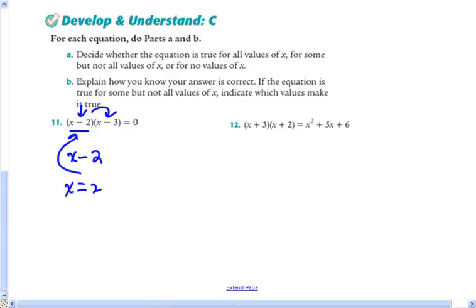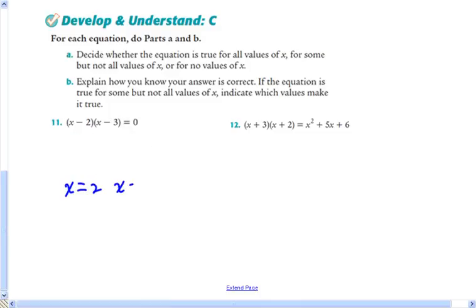So that's one answer. We could also think about the same thing over here. If x minus 3 equals 0, then the product of those two would equal 0. So is there a number there? The answer is yes. x could be 3. If x is 3, then x minus 3 equals 0, and when we multiply x minus 2 times that 0, we would get 0.